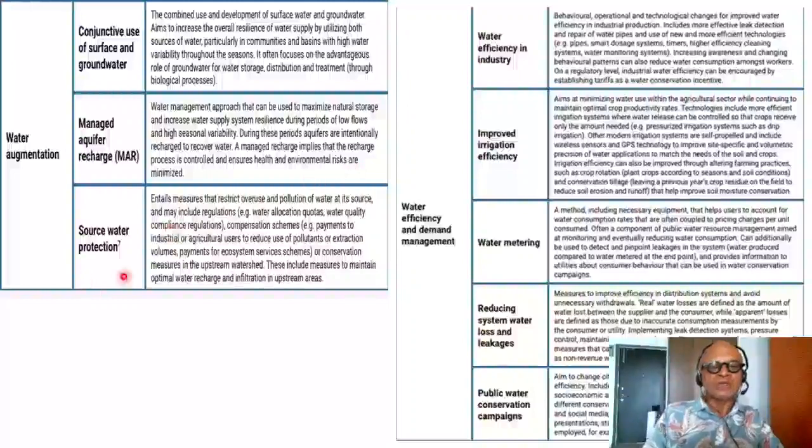Source water protection, which is always critical, entails measures that restrict overuse and pollution of water at its source, and may include regulations such as water allocation quotas, water quality compliance regulations, compensation schemes as well, for example, payments to industrial or agricultural users to reduce use of pollutant or extraction volumes, payment for ecosystem service schemes, or conservation measures in the upstream watershed.